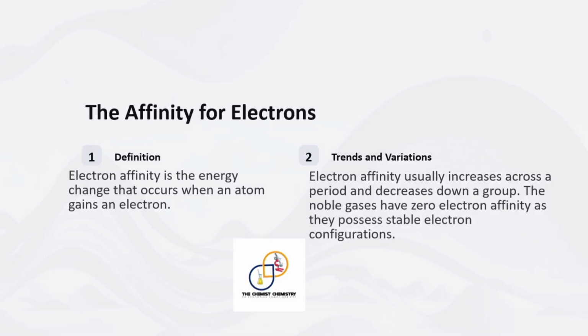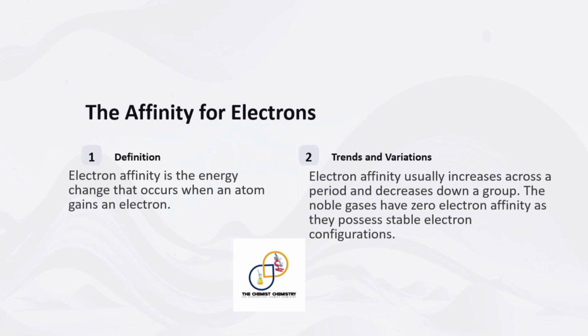The next on my list is electron affinity. Electron affinity is the energy change that occurs when an atom gains an electron. When an atom loses an electron, the energy responsible for the electron to be removed from a given atom is termed ionization energy. Now here, we are talking about the energy change that occurs when an atom gains an electron. So an atom can lose an electron and an atom can also gain an electron.